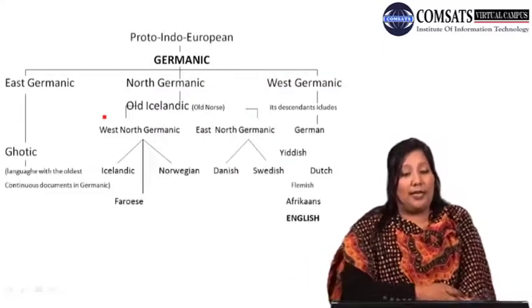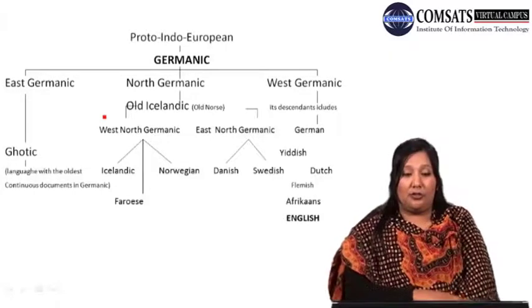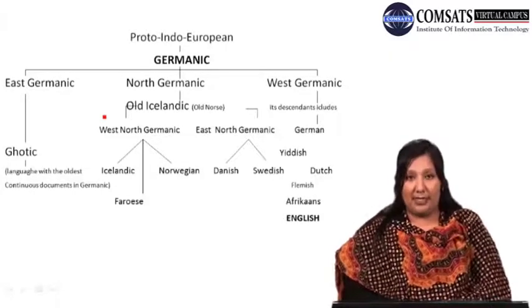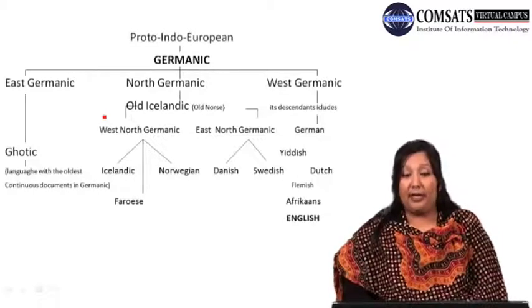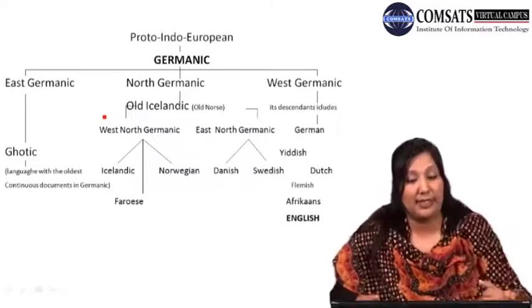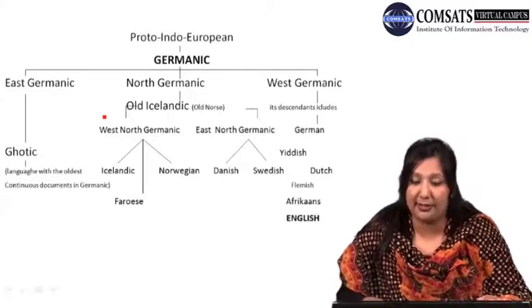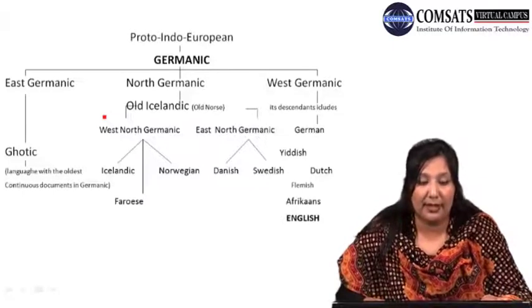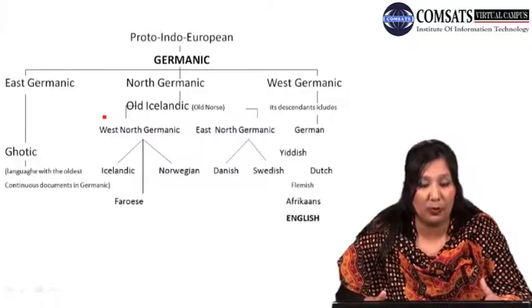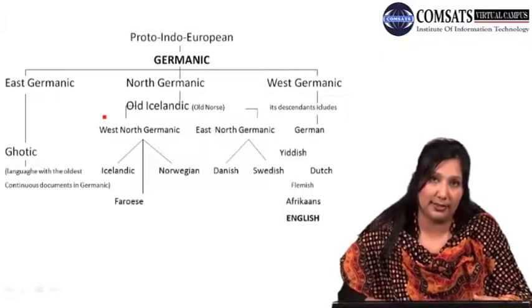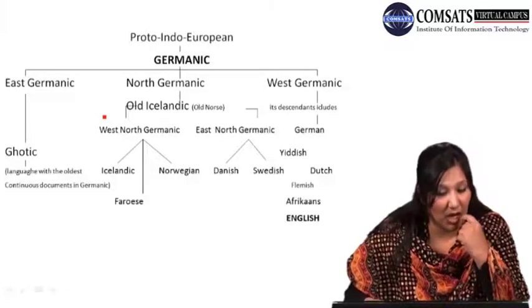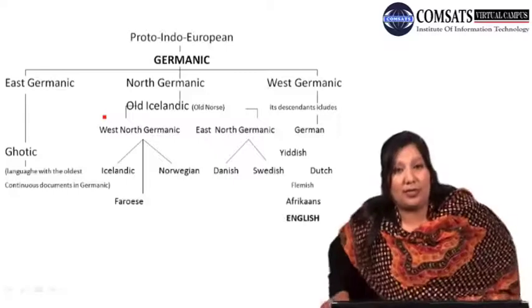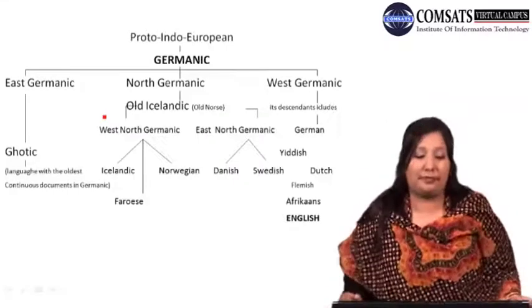Now let's look at the very widespread tree of Proto Indo-European families, the Germanic tree. Germanic is divided into three major categories according to the regions. The first one is East Germanic, the second is North Germanic, and the third is West Germanic. East Germanic is divided into one sub-branch, and this is Gothic. Gothic was the language with the oldest continuous documents in Germanic.